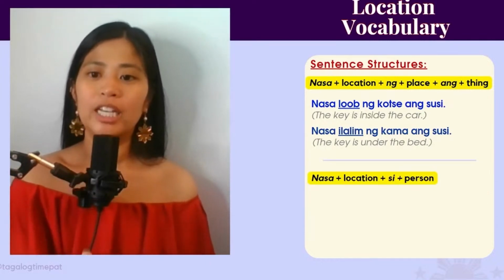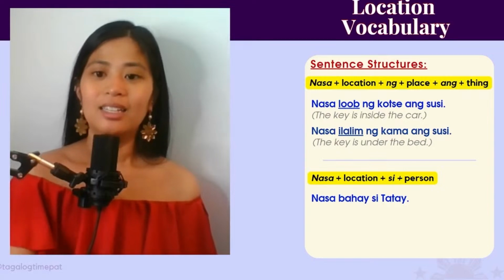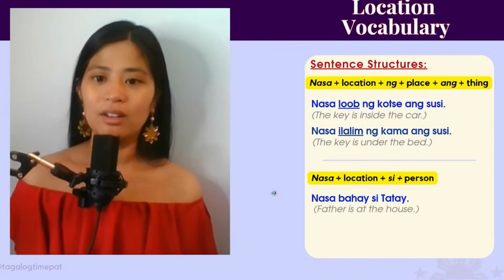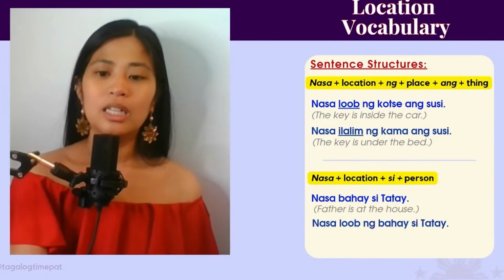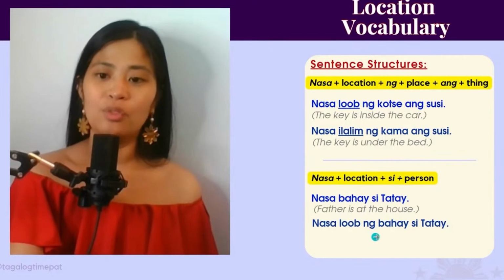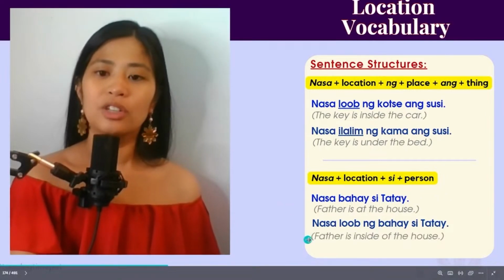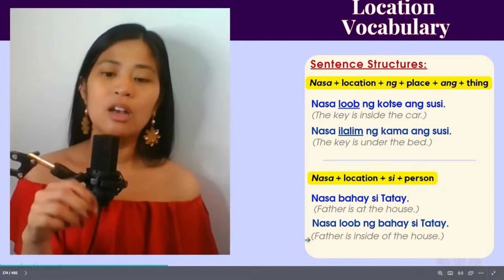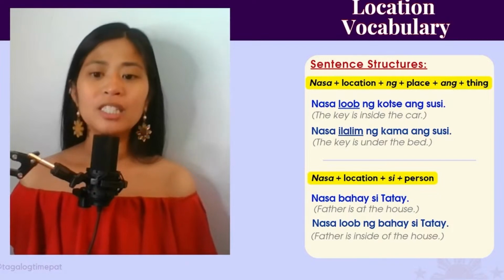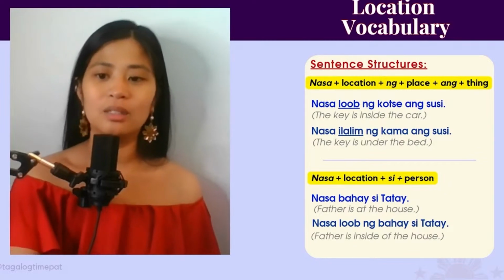Next, nasa location plus si plus the person. So nasa bahay si tatay. Nasa, and then the location is bahay. Si, and then the person. Si tatay. Father is at the house. Or nasa loob ng bahay si tatay. So this one is just a little bit more specific of where the father is. The father is inside of the house. So there's the difference there when you're using a location vocabulary versus when you're not. So nasa bahay si tatay, father is at the house. Versus nasa loob ng bahay si tatay, father is inside of the house. Okay, so that's kind of the difference there.